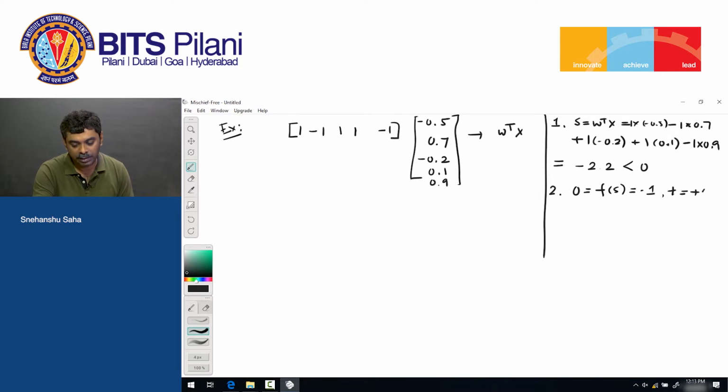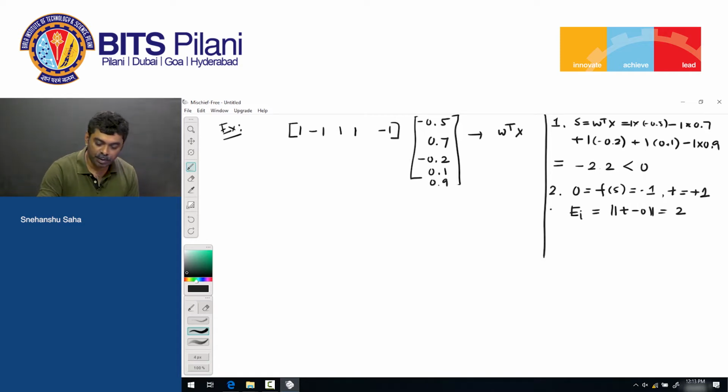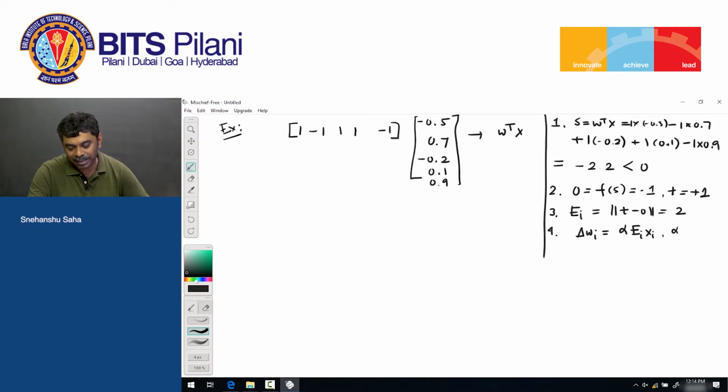Note that the target label is +1. So therefore, you have an error, right? Your error at the first step, i equal to 1, is nothing but t minus o, which is 2. Okay, all right. So what do I have to do? Clearly, the first iteration didn't work, right? And so I have to recompute the weight. So how do I recompute the weight? Let's say heuristically we set alpha equal to 0.2, and we'll come back to this learning rate later in greater detail.